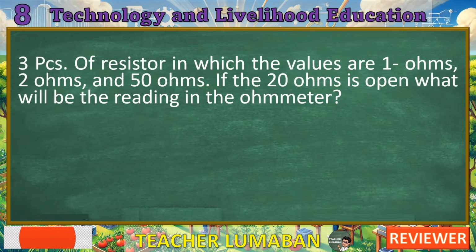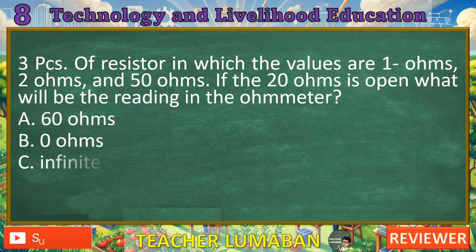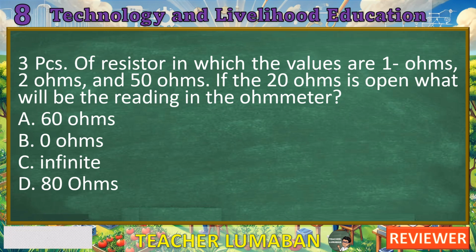Tatlong pieces of resistor in which the values are 1 ohm, 2 ohms, and 50 ohms. If the 20 ohms is open, what will be the reading in the ohmmeter? A. 60 ohms. B. 0 ohms. C. Infinite. D. 80 ohms.